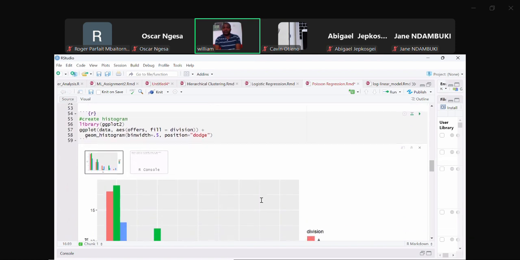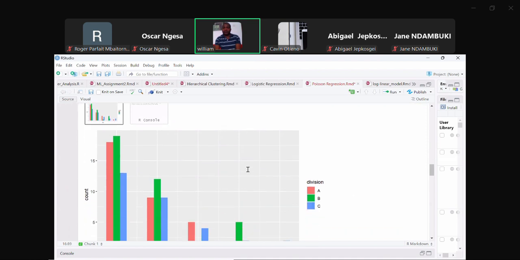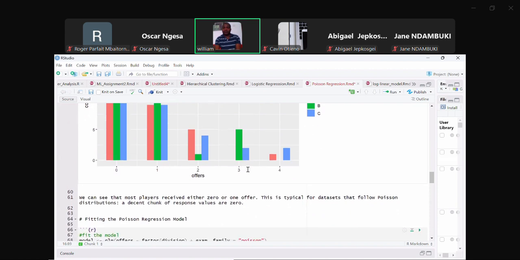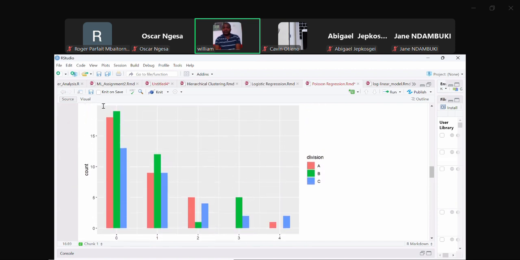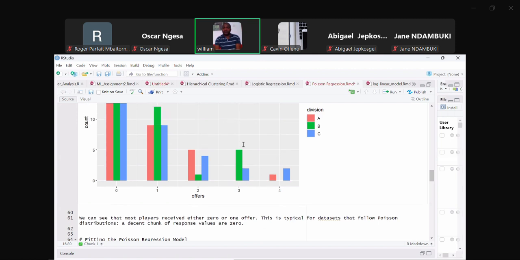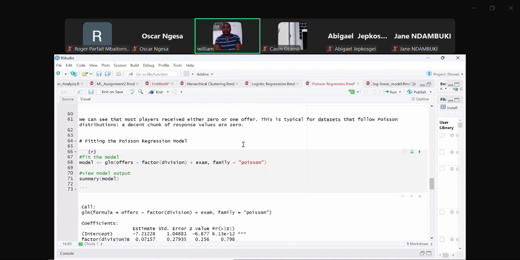Now, as we said, sometimes we need to look at the assumptions of Poisson. So that's why we went ahead and checked the histogram. It's quite interesting to see that most of the players received either 0 or 1. This is typical for data which follows a Poisson distribution, where a decent chunk of responses have values of 0. This is why we have that kind of visualization.